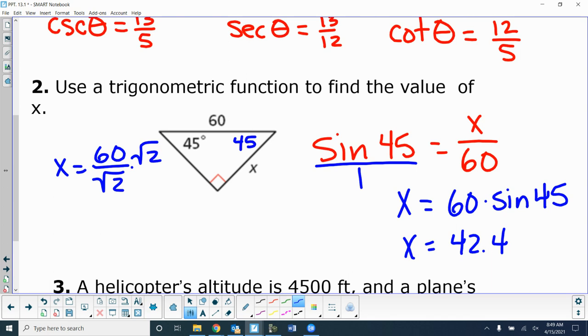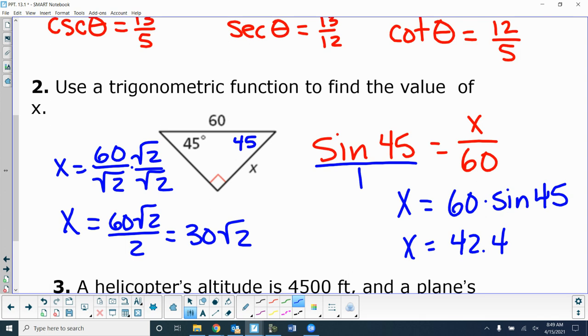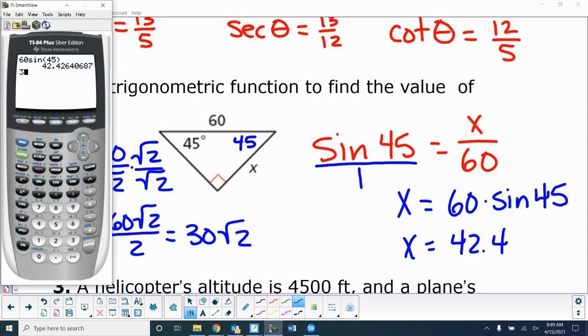And I would rationalize it. And here's how I would write my answer. I would write it like that. If I put that in my calculator, 30 times the square root of 2, you see it's the same answer, 42.4.